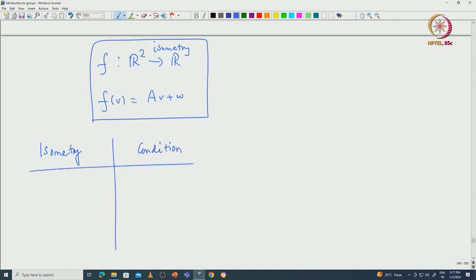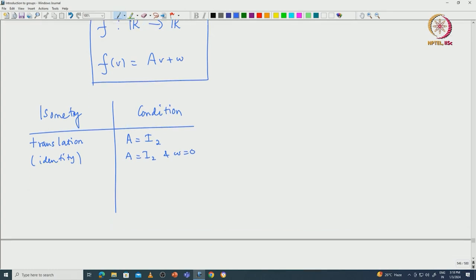Okay. So first thing is, one can take A to be identity and W to be 0. So that is going to be just a translation. Okay, that is just identity. So for example, you can take A equal to identity. So this is going to correspond to just translation. If you take W again 0, then that corresponds to identity. So identity you get when you take A equal to identity and W equal to 0.